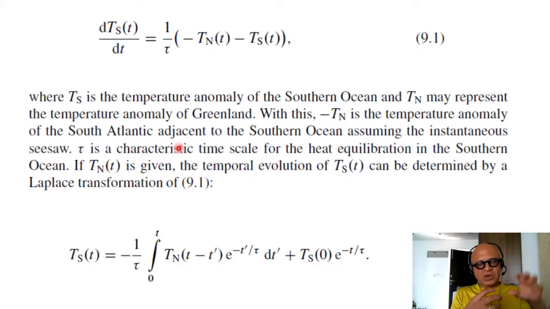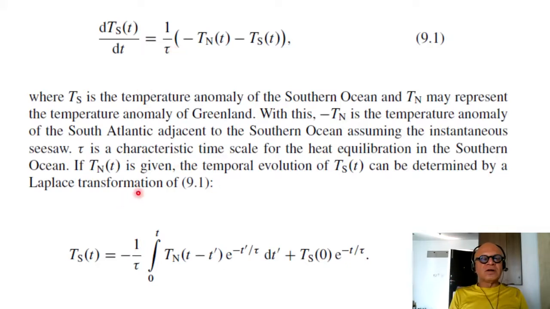So you are taking the Southern Ocean, separating the Atlantic Ocean from it. So you're trying to go from the Greenland change to the South Atlantic. It's just a simple modeling trick, assuming an instantaneous seesaw. So you assume that the Southern Ocean and the South Atlantic are connected at a much more rapid time scale. Tau is a characteristic time scale for the heat equilibrium in the Southern Ocean. If Tn(t) is given, so if we have some data for Tn in time, then using this relation we can compute the evolution of Southern Ocean temperature. Of course, the characteristic time scale for heat equilibration is unknown, but you have some idea from the data, right? So the data shows you this relation.